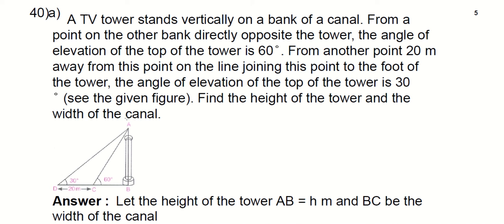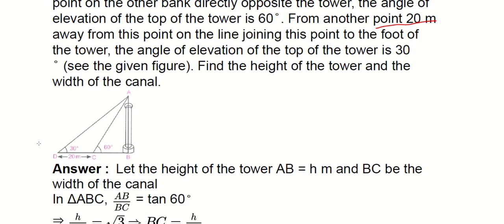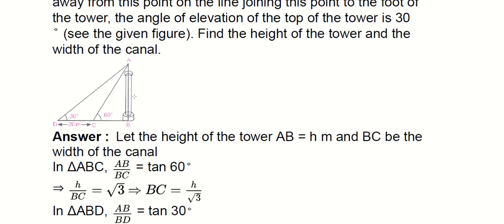So now see trigonometry. A person standing vertically on a bank, the angles are given, one is 60 and one is 30. The distance moved is 20 meters, okay, another point is 20 meters away from the starting point. Then the angle of the top of the tower is 30 degrees. Okay, find the height of the tower, it is asking. First you do the triangle ABC. AB by BC equals opposite by adjacent equals tan 60. So we know this is H, this is BC, you can keep X also.